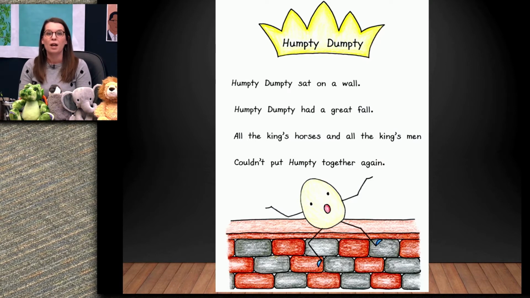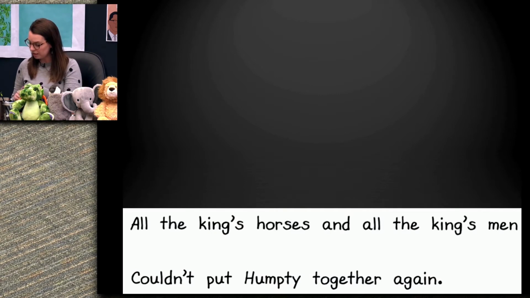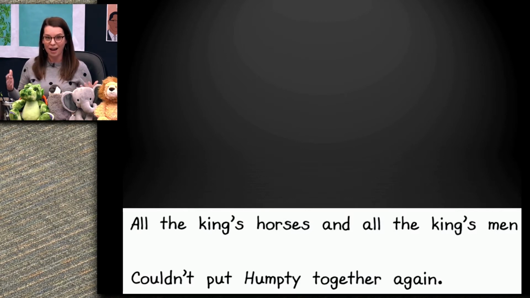Humpty Dumpty. Humpty Dumpty sat on a wall. Humpty Dumpty had a great fall. All the king's horses and all the king's men couldn't put Humpty together again. You knew it was the word again. Let's look really closely at those lines. And we're going to look really closely at the words that we heard rhyme. And I know Mr. Kevin predicted that it was the word again, even though I didn't say it.